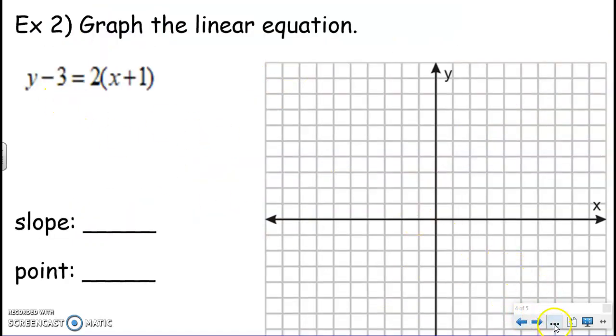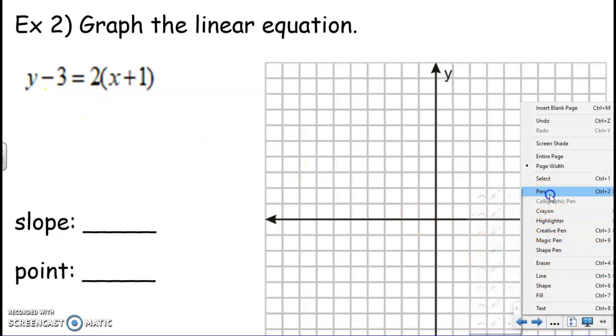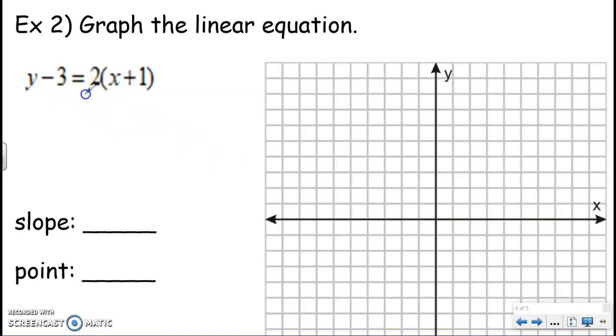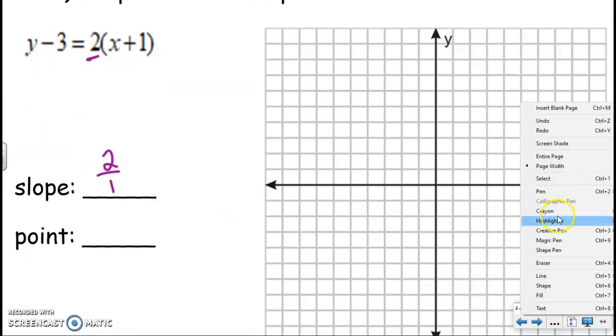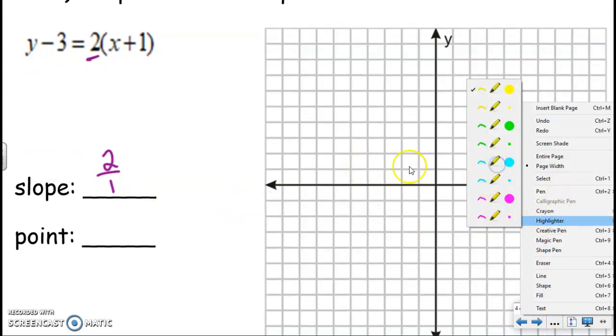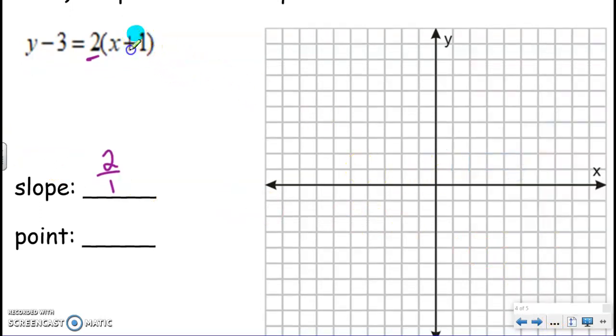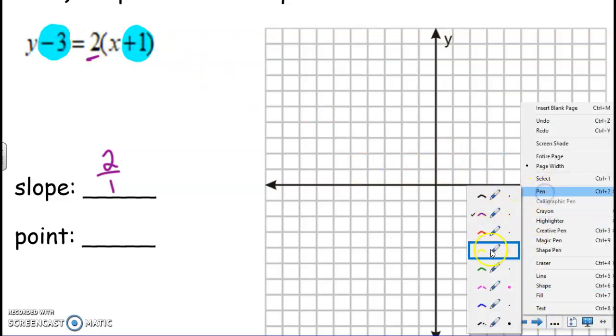Okay, y minus 3 equals 2 times x plus 1. Again, our slope is always in front of the parentheses. So that 2 right there is what we're looking at. And I also want my slope to be a fraction. So remember, if it's not a fraction, I'm going to put a 1 on the bottom to make it a fraction. Okay, then I need to find my starting point, which in this problem is not going to be my intercept. It's going to be from these two numbers there. Do not forget to change your signs.